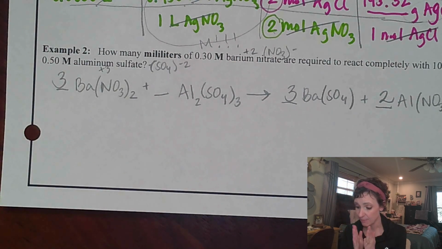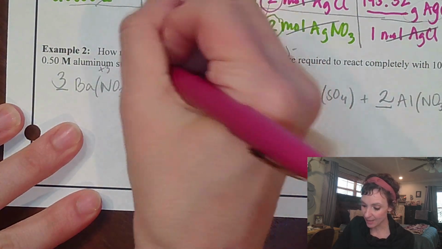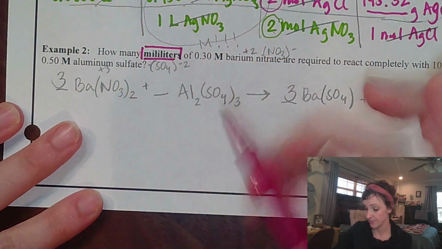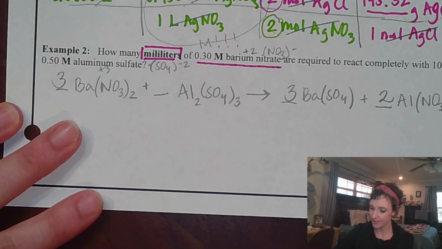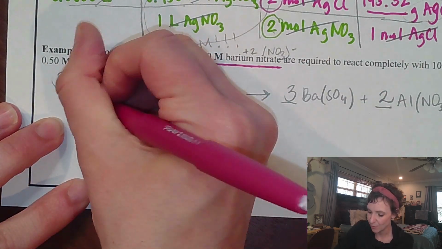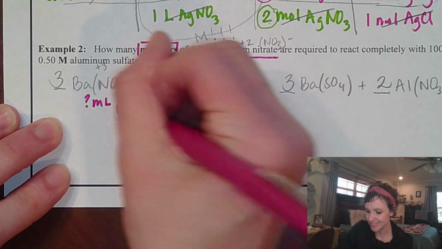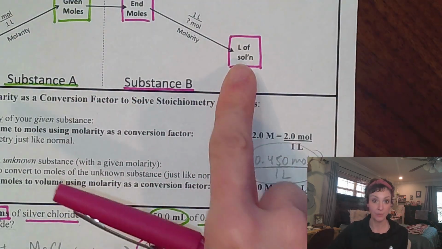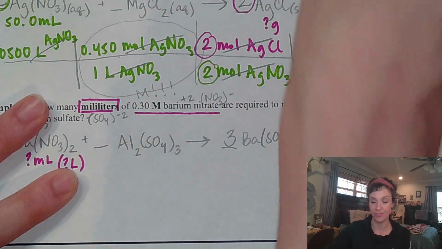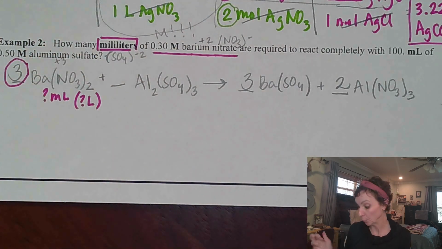How many milliliters? Milliliters is where I'm ending up. Milliliters of who? That's the barium nitrate that I'm going to be finding the milliliters for. So underneath the barium nitrate, I get to write question mark mL. We will technically solve for the milliliters after we get to the liters, because that is where my molarity will take me, which is where I'll eventually have to use that 0.3 molar. I said too many things at once, I'm sorry. But here is the number that we'll be using for our mole ratio step when we get to our ending substance.